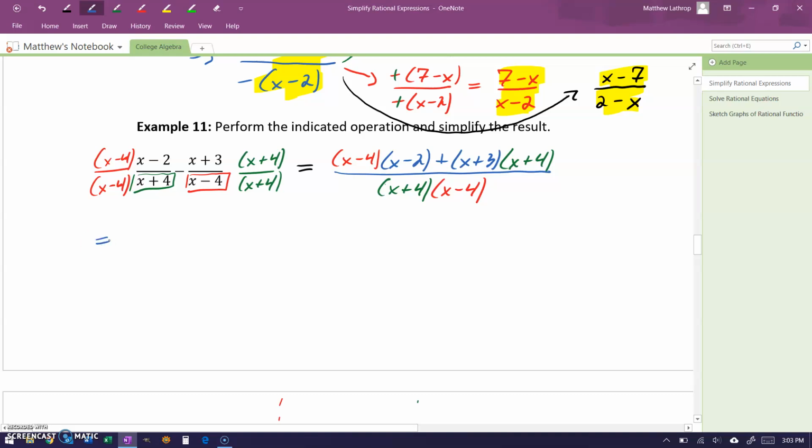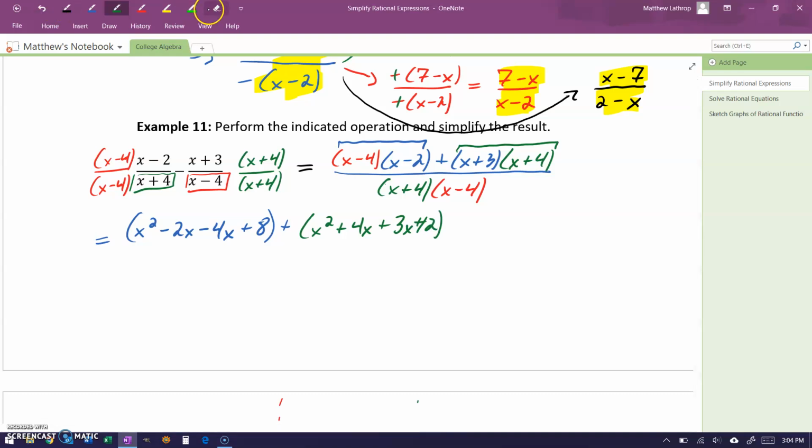We'll take x minus 4 times x minus 2 to get x squared minus 2x minus 4x plus 8. So that becomes that new expression. And then plus expanding out the product of x plus 3 and x plus 4 will give us x squared plus 4x plus 3x plus 12.